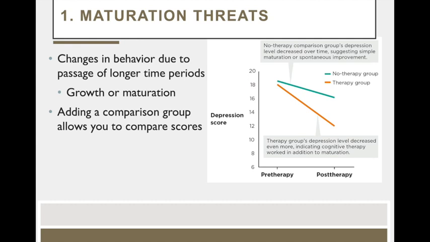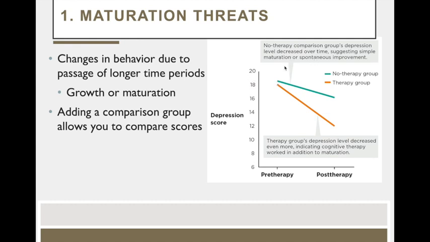And the way that we reduce maturation threats is we add a comparison group. And then we can see, is the treatment group changing more than the comparison group, for example. So here's an example from your textbook. These are depression scores going from 6 to 20.